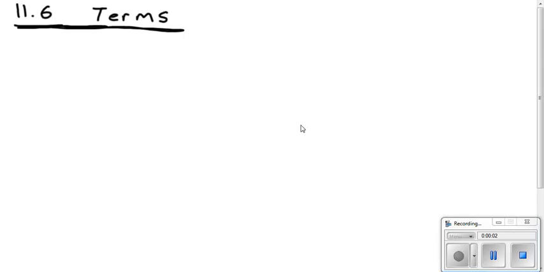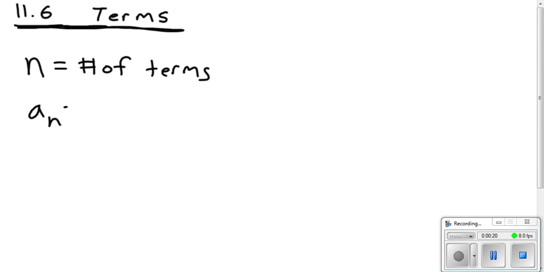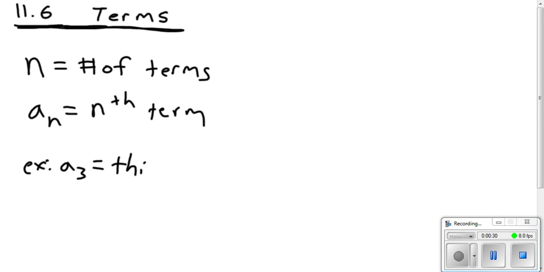Lesson 11.6 is all about recursion and special sequences. Now, before we can talk about those, we need to review some of our older ideas. So if we have n in our sequences, n is the number of terms. So then if we were looking at a sub n, that would be the nth term that we're looking at. So for example, a sub 3 is our third term.